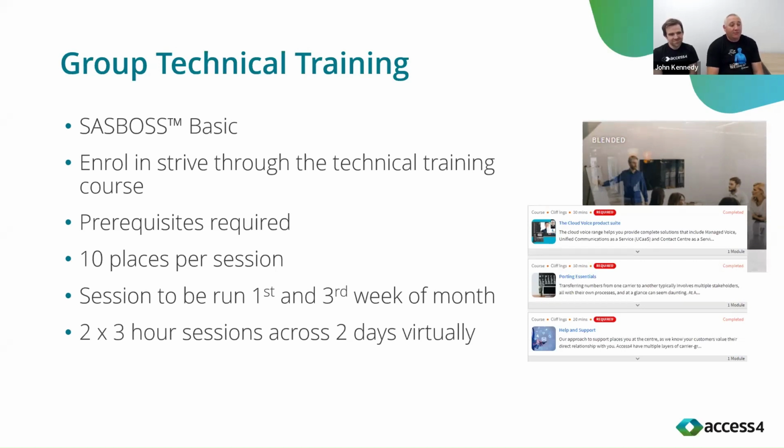They are 2 3-hour sessions across 2 days virtually. So in pretty much every case, it's a Tuesday and a Wednesday. That may change, but we are holding to that as much as possible, outside of any potential rollouts or anything that you need to do. Those are generally the 2 days that we find that most people aren't doing rollouts.